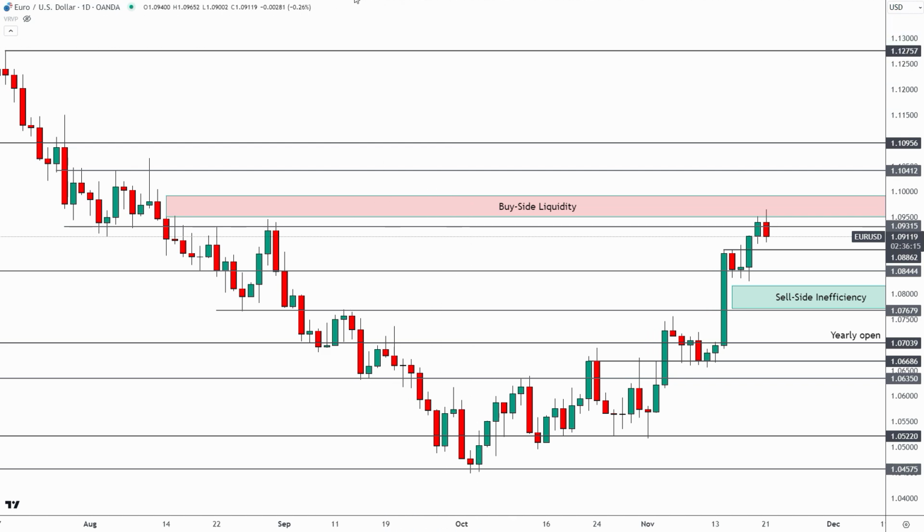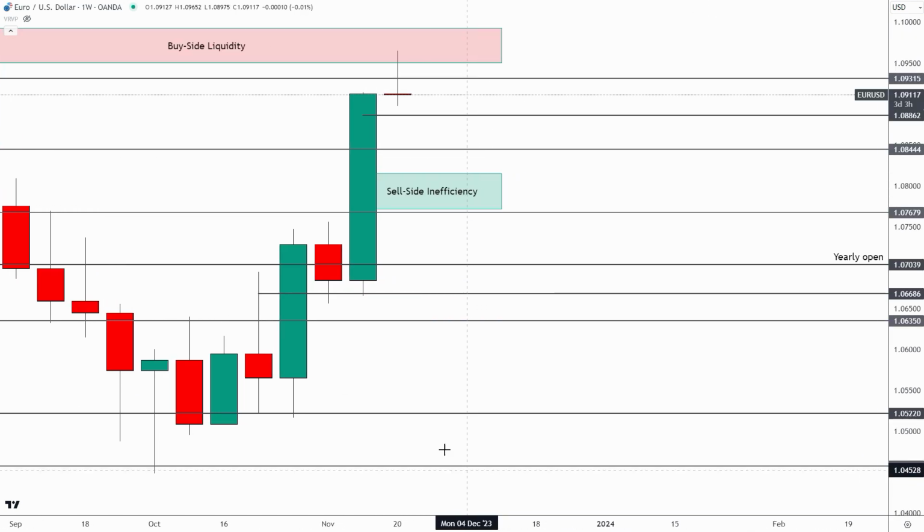Okay, so let's take a look here at the weekly time frame. And this is why I told you guys yesterday that I had no interest in buying the Euro up here, because we were seeing a lot of sell-side liquidity down here from the breakout candle last week.